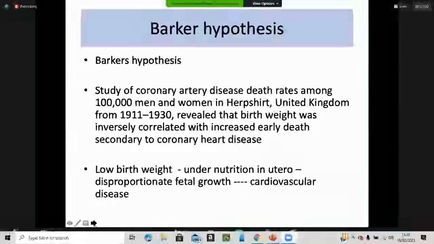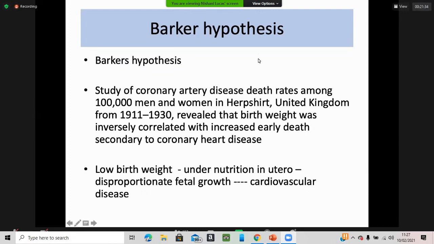Then there is something that is called Barker's hypothesis, which I wanted to introduce, right? I think it's something that is worthwhile for you to know. So Barker in the 1990s proposed this hypothesis where he studied 100,000 men and women who died due to coronary artery disease. And what was found was that their birth weight was inversely correlated with increased early death from coronary artery disease.